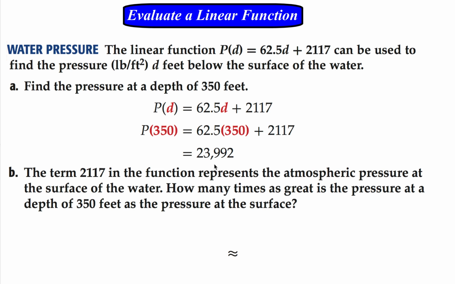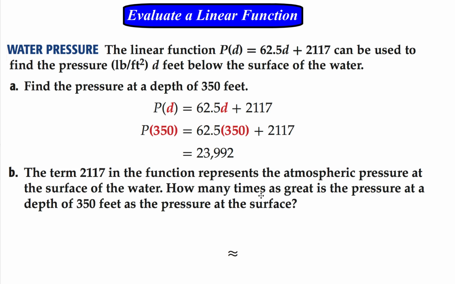That gives us 23,992. Now this term, 2117, in that function, what it actually represents is the atmospheric pressure at the surface of the water when the depth is 0. If you put in a 0 right here for d, you would get P of 0 is 2,117. So that's what that represents.